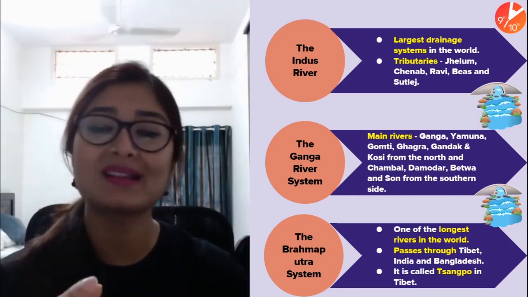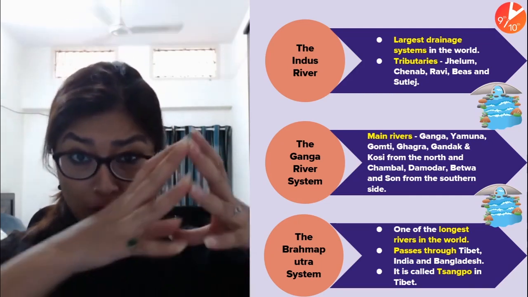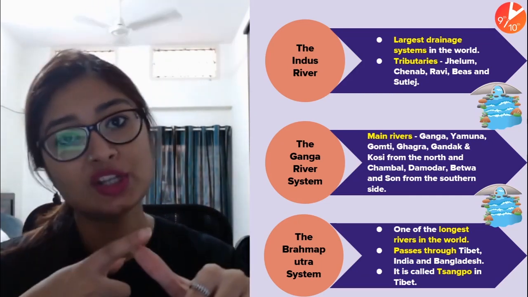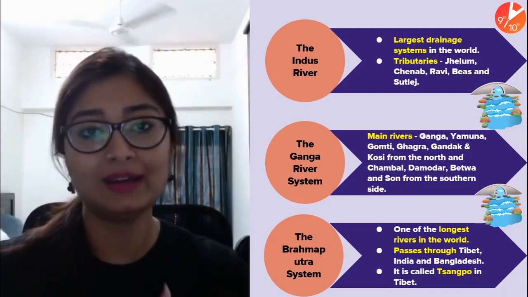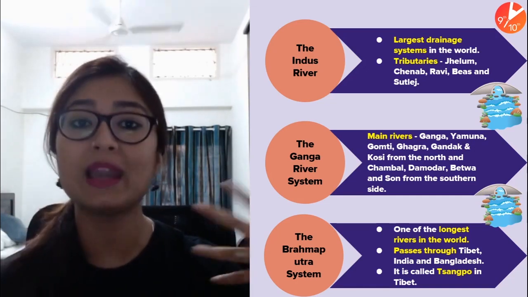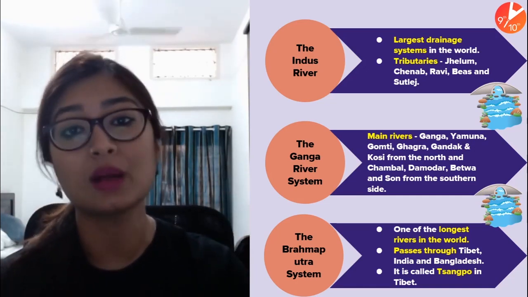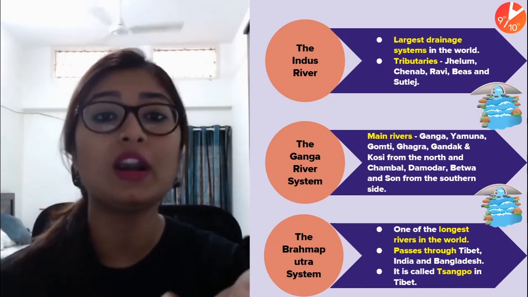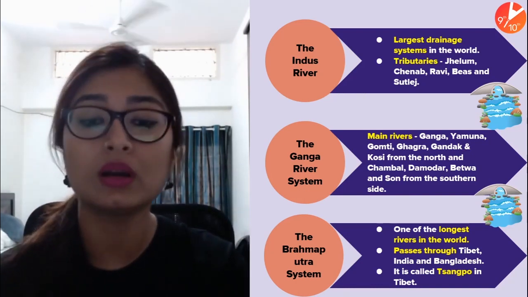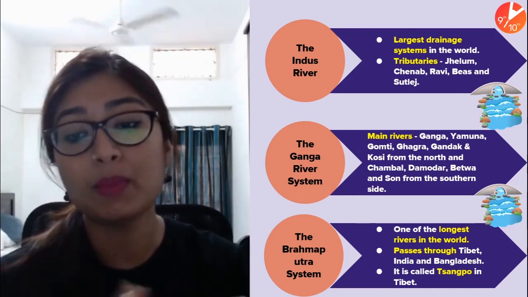Now this is interesting and fascinating. Why? Because it is the longest drainage system in the world. Now you see, we have the largest and the longest drainage system right here in India, and that's why I was telling you that our country is actually blessed with a lot of rivers, be it small or larger rivers. So one of the longest rivers in the world, the entire system, is the Brahmaputra system.